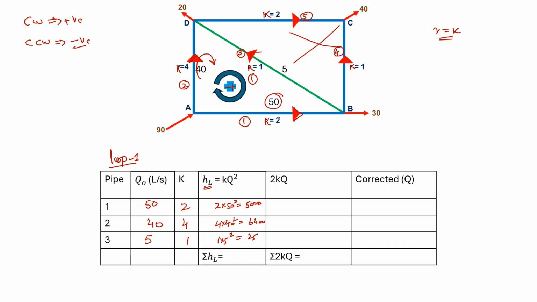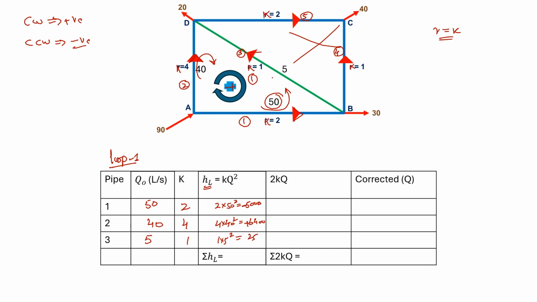Okay, go with the second pipe. The second pipe will have a clockwise discharge, so it will be positive. Now, for the first pipe, what will happen? Its discharge will move in this direction within this loop. This arrow shows the direction. You can see the arrow and then curl it in the required direction. It will be in anti-clockwise direction, so it will be negative.